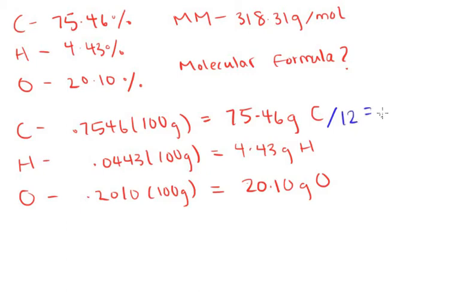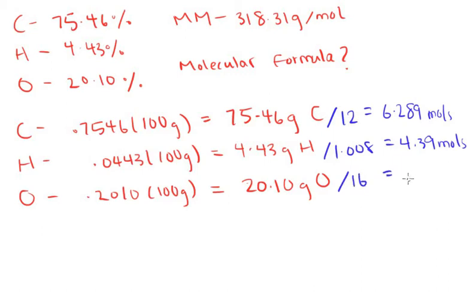We get 6.289 moles of carbon. Divide this by 1.008, we get about 4.39 moles of hydrogen. We do the same here, and then we get 1.256. So these are the ratio of moles that we have, assuming we have 100 grams of this unknown compound.